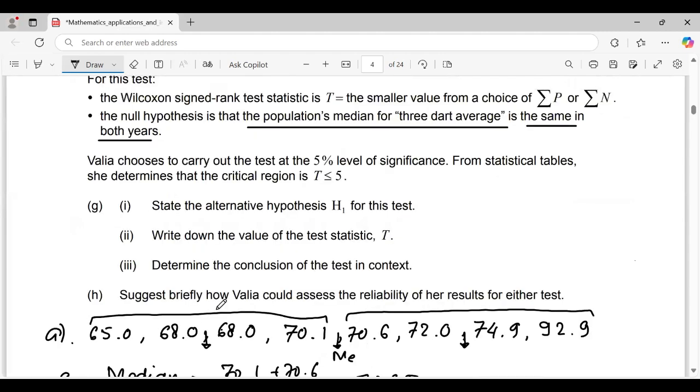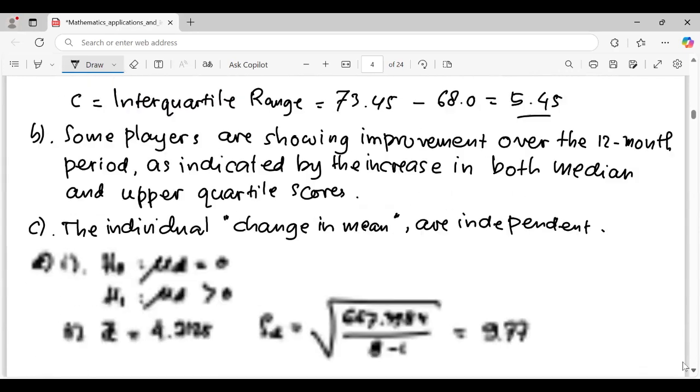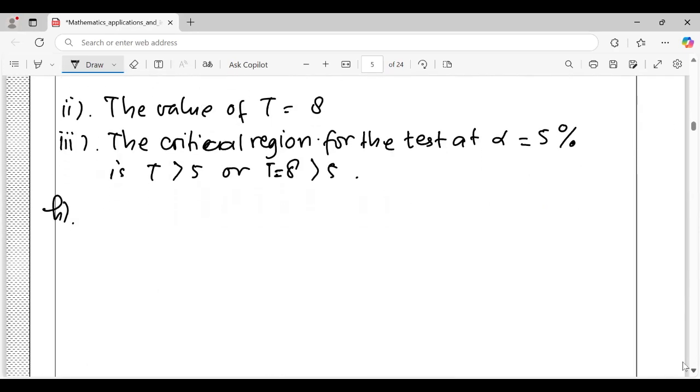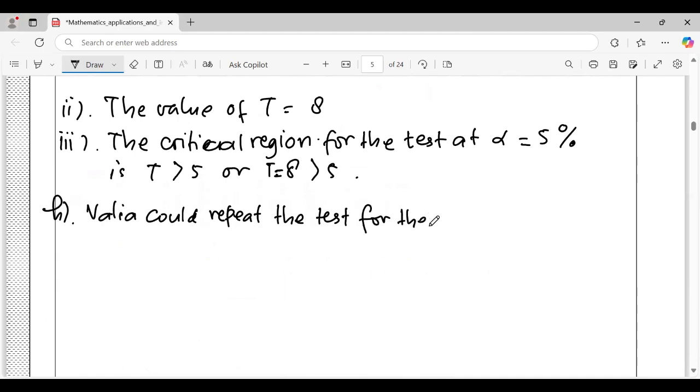Suggest briefly how Valia could assess the real reliability of her results for either test. Okay, this is my suggestion. Valia could repeat this test, the same test, for the next year.